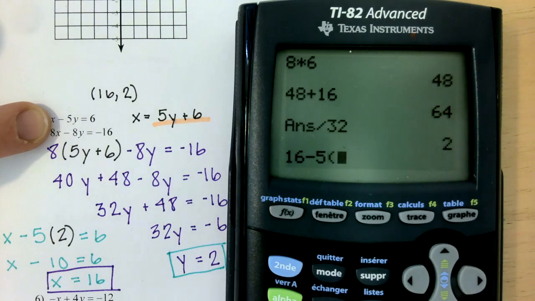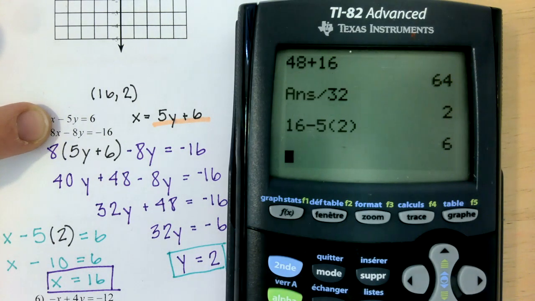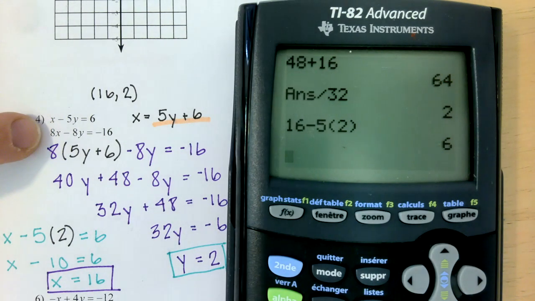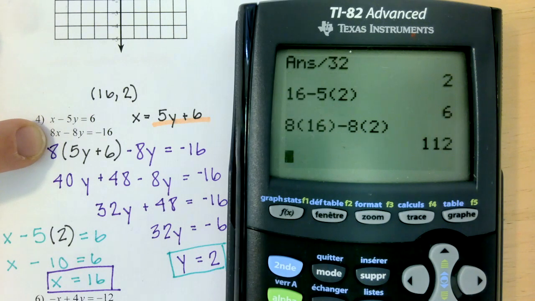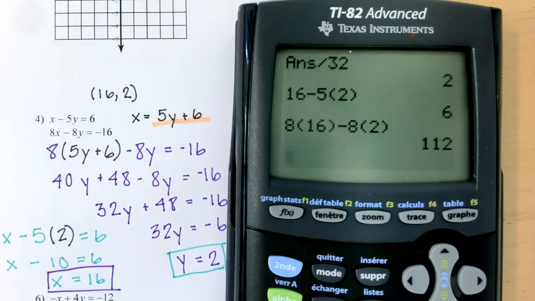Minus 5 times 2 should give us 6. So that is true for the first one. And then we have 8 times 16 minus 8 times 2 minus does not give us the correct answer. Oh, it was supposed to be -2.